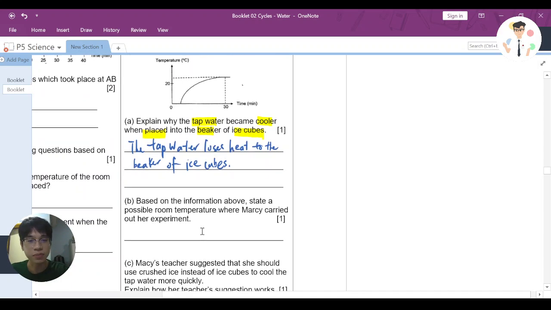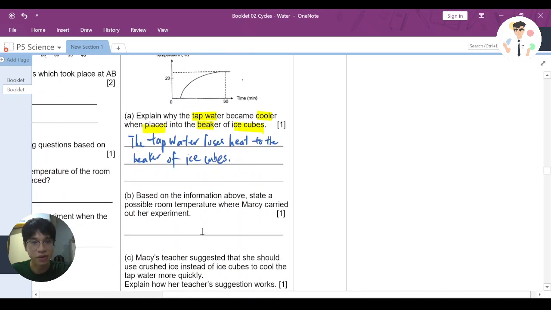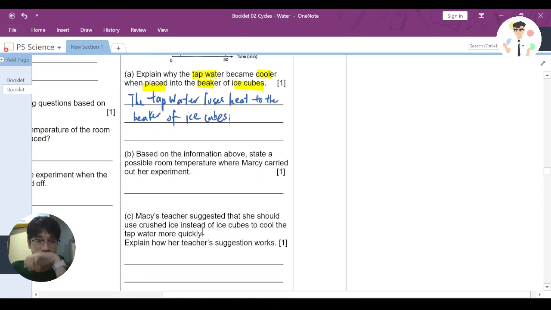B, based on the information above, state a possible room temperature when Mary carried out her experiment. Oh, this is messy. So based on the information above, state a possible room temperature. You can just put 28 degrees Celsius. That's part of the room temperature, right? Around there should be fine. If you want to write 26, 27, 28, it should be fine.